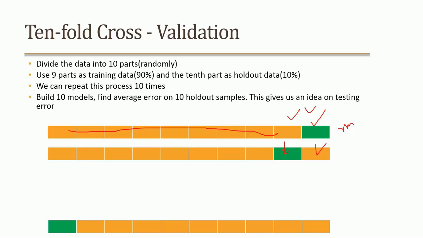Similarly, we repeat the same process. In the last step, we will leave out the first part as the holdout data. The remaining 9 parts, which is 90% of the data, we consider as the training data and build the model M10, and use the first part as test data and find out the error. So that is how we can do k-fold cross validation, which will have 10 errors. On an average, we can find the overall training error and test error, which will give us a solid idea of the overall accuracy of the model that we are building.